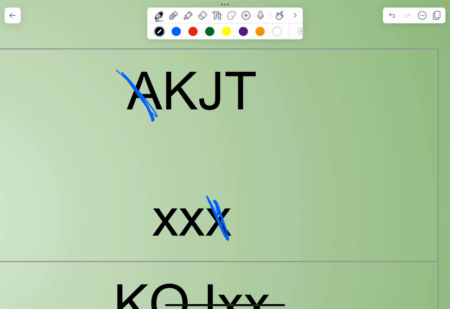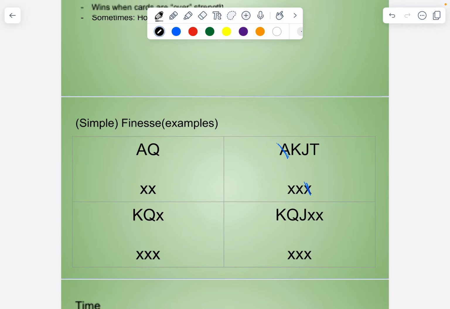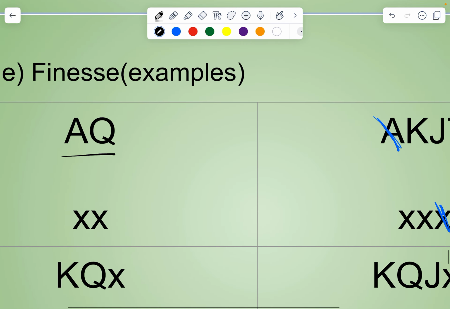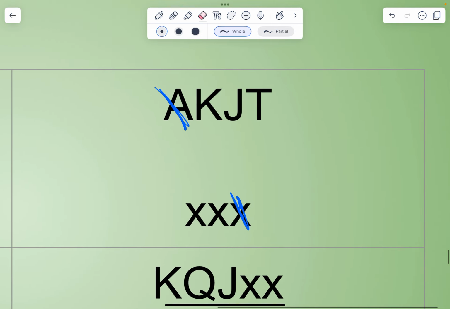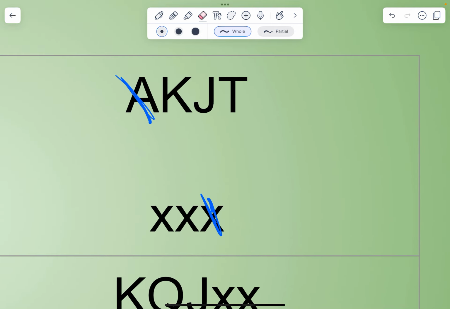However, if we keep our king, this is still a finessing position. We can see that this is like ace queen, king jack, just shifted down one, and we shifted it down because we played our ace. So that's how we shifted it down. Sort of like a finesse shifted down. Now, if we have the ace, this is of course still a finessing position.